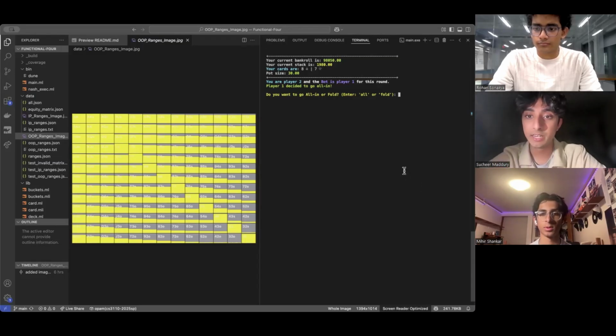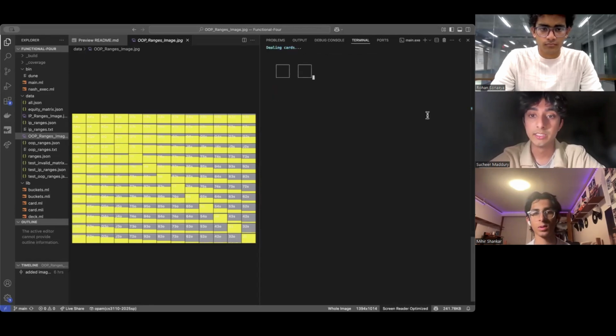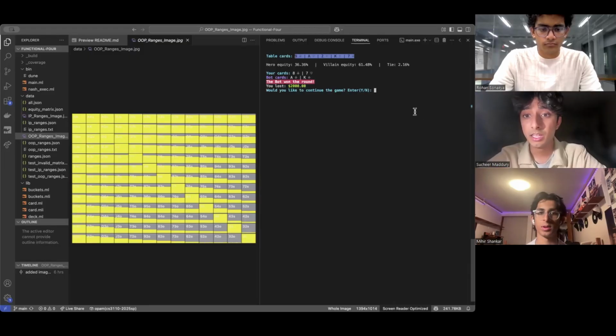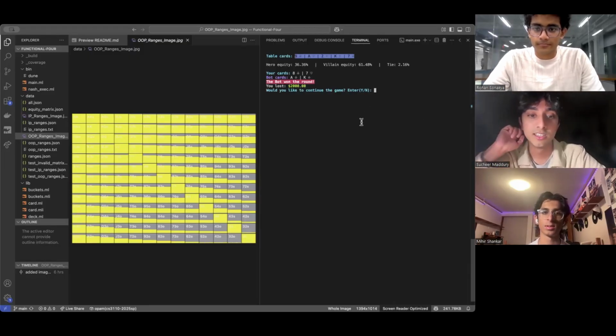Now 8-7 offsuit. We can see our cards up here and bankroll stack and everything. It's not a great hand, but just to see what happens, let's just put it in and see what that looks like. It's going to deal the board out. In this instance, the bot has ace king suited, so it makes sense that we lose. And yeah, we lost our buy-in this time.